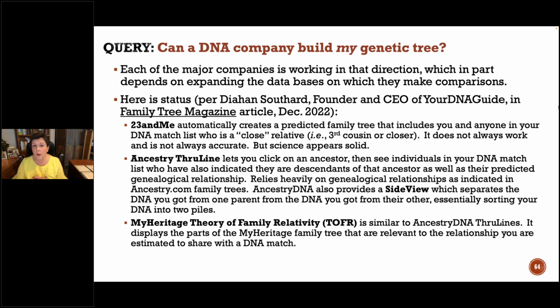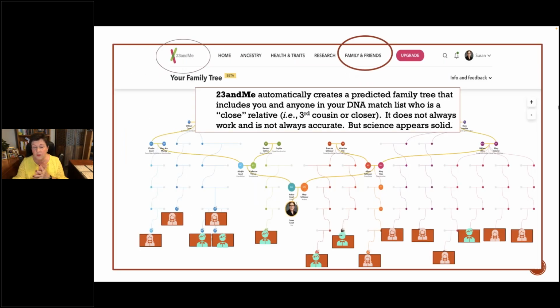So this is 23andMe. So this actually is from Ms. Southard. 23andMe automatically creates a predicted family tree that includes you and anyone in your DNA match list who is a close relative, and 23andMe interprets that as third cousin or closer, not just fourth cousin or closer. So they think it's third cousin. That's how they define it.